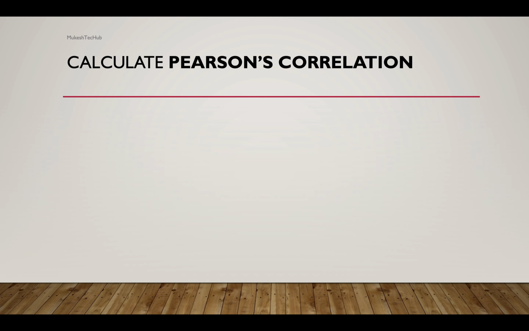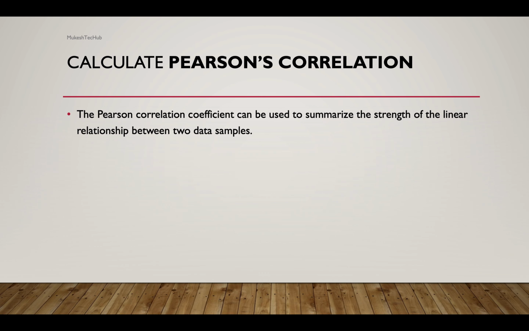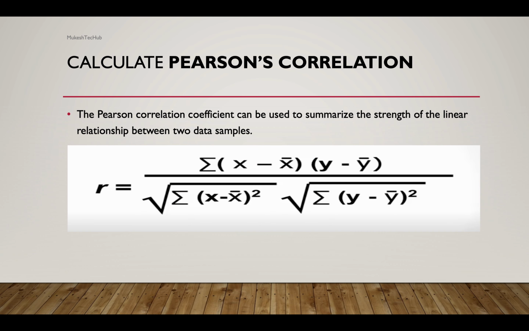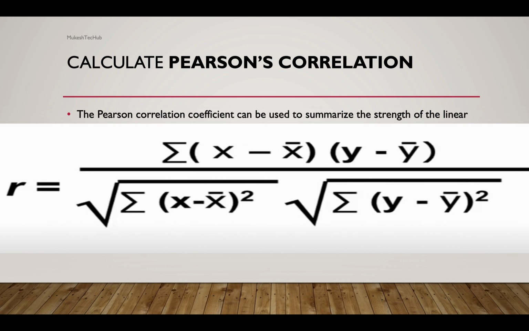Now we will calculate Pearson's correlation. How will we calculate that? What is the formula to check the correlation, right? The Pearson correlation coefficient can be used to summarize the strength of the linear relationship between two data samples. It is also used to specify the relationship between two samples, and that is a linear relationship. If you look at the formula, R represents Pearson's correlation: the summation of (x minus x bar), where x bar is the mean of the x variable, times (y minus y bar), where y bar is the y mean, divided by the summation of (x minus x bar) to the whole square.